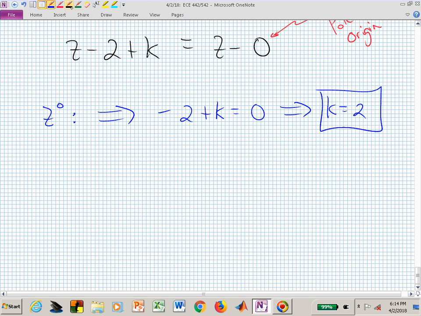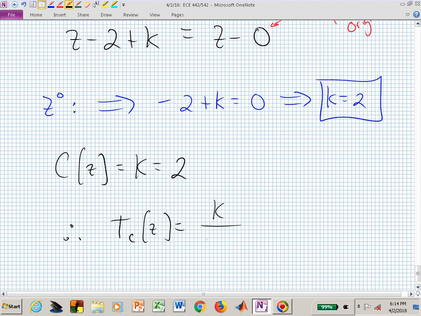So now what's our controller? It's a proportional controller. C of z is K, and that's now 2. And what's our closed loop transfer function? That structure hasn't changed. That was still K over z minus 2 plus K, which is now 2 over z.